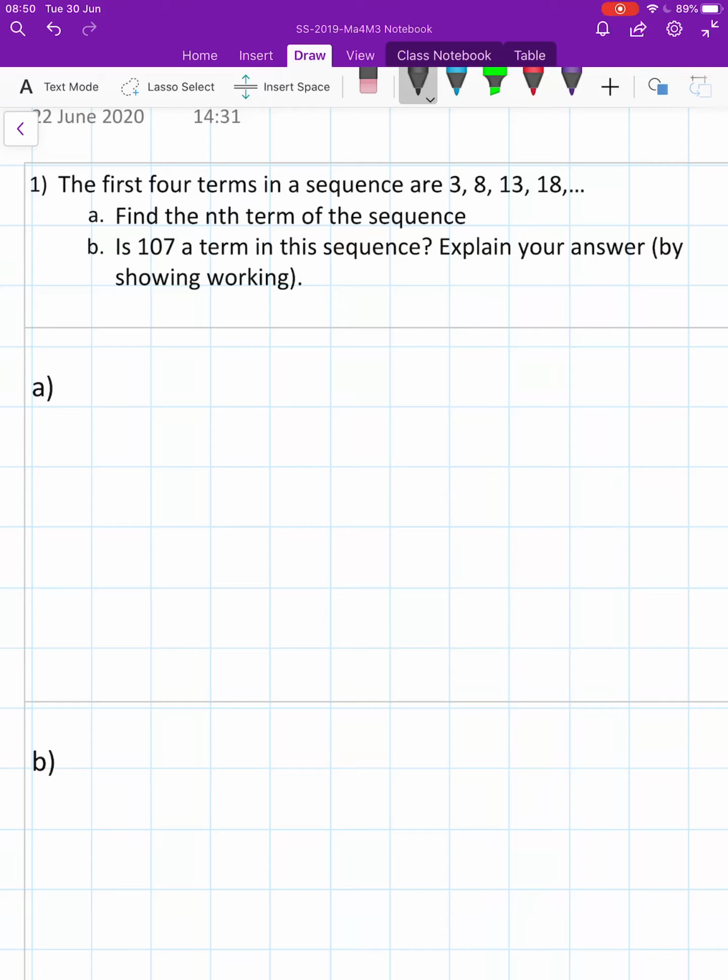So in the question it says the first four terms in the sequence are 3, 8, 13, 18. Find the nth term of the sequence. You know this is the topic on arithmetic sequence. And in an arithmetic sequence, the number goes up by the same value. So let's have a look at that.